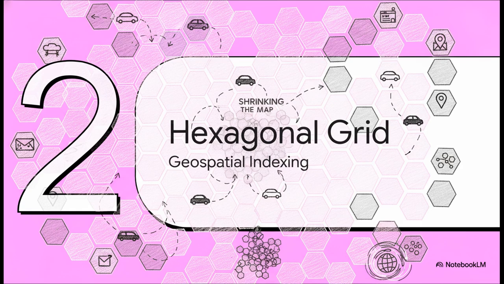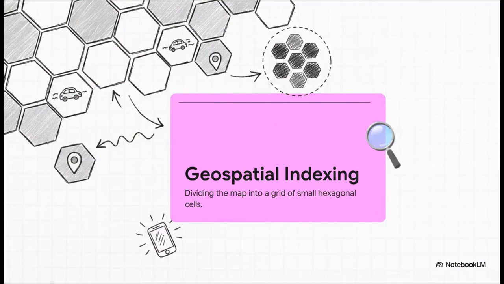Which brings us to Section 2, the hexagonal grid solution, also known as geospatial indexing. This brings us to the actual engineering fix. The system doesn't check every driver. Instead, it shrinks the map. It builds a highly efficient system using something called geospatial indexing. Specifically, it uses an open-source system Uber created called the H3 library.